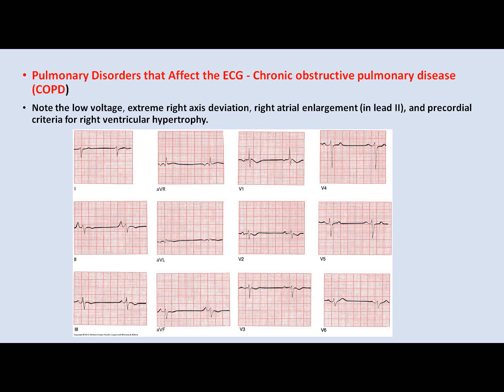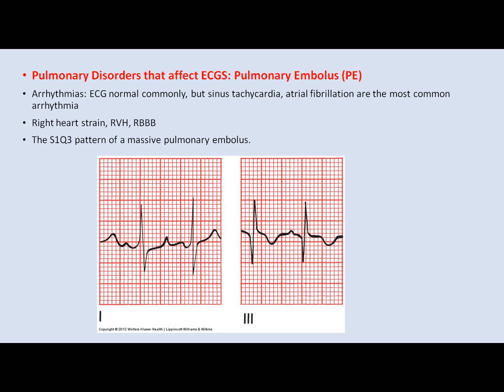Look at the P wave. See the abnormal P waves? Big, tall P waves, that's because of the pulmonary disorder. And pulmonary embolus. This one, usually people miss. I had several patients I diagnosed with it. It's called the S1Q3T3 pattern of pulmonary embolus, a blood clot in the lung.